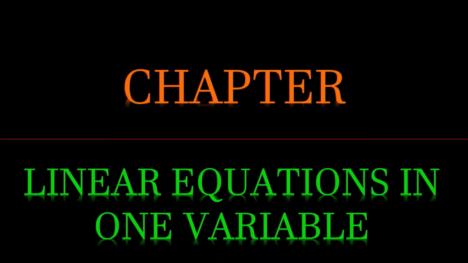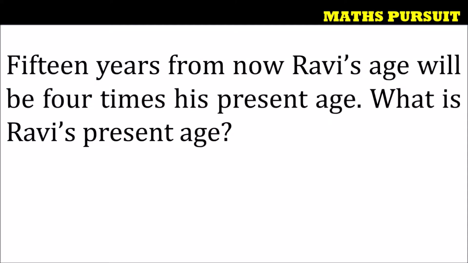Today we will look into the questions from the chapter called Linear Equations in One Variable. The given question is: 15 years from now, Ravi's age will be 4 times his present age. What is Ravi's present age? So guys, let us see how we can answer this question.